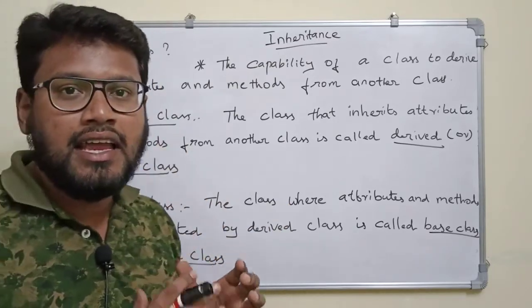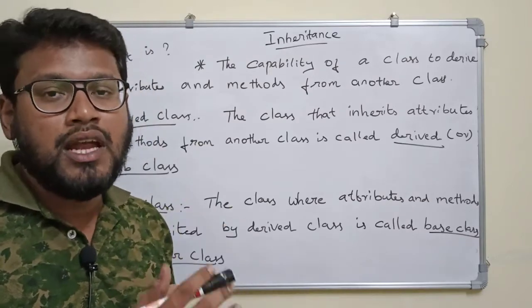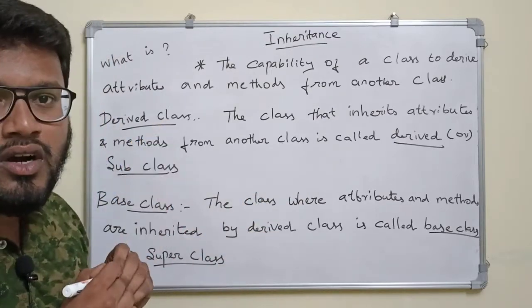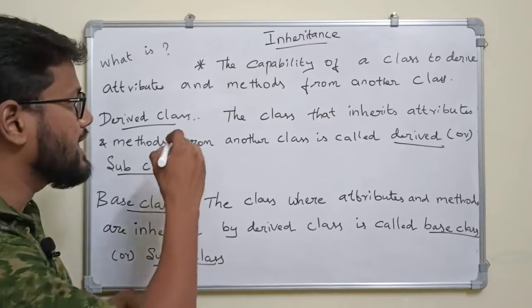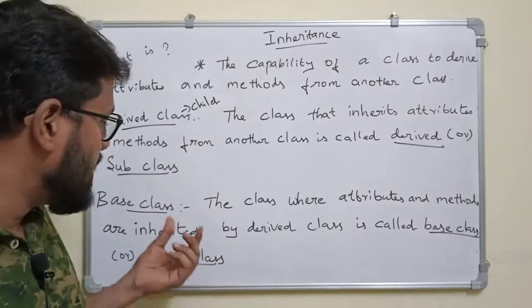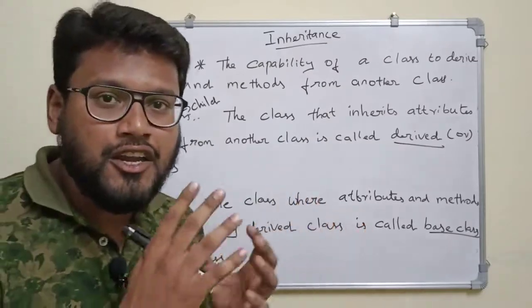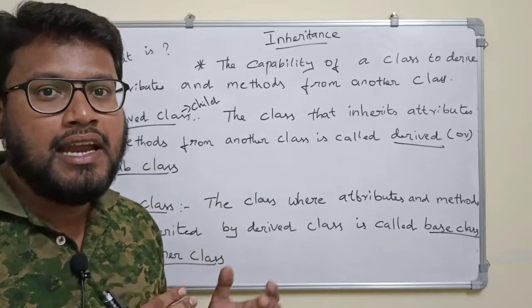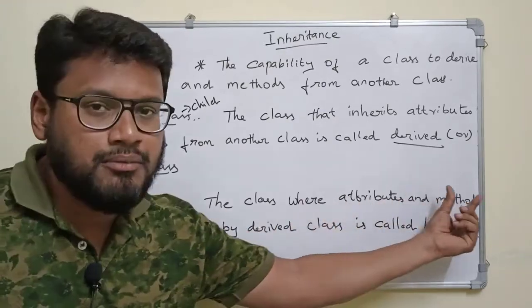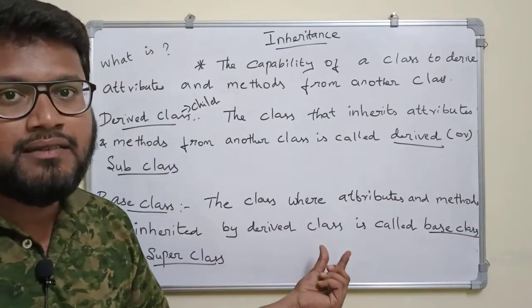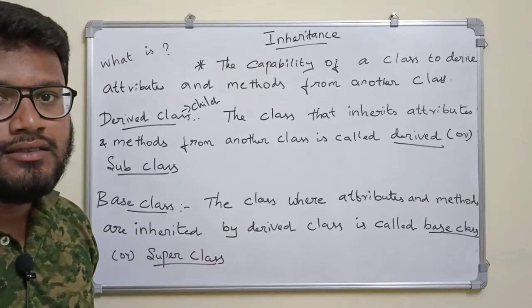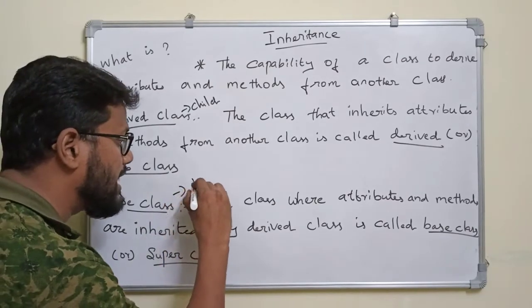A derived class inherits the attributes and methods from another class, and is called a derived class or subclass. The derived class is also called a child class. And the next one is the base class. The class whose attributes and methods are inherited by the derived class is called the base class or superclass. It is also called the parent class.